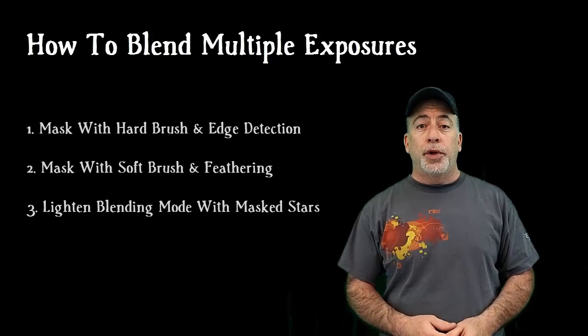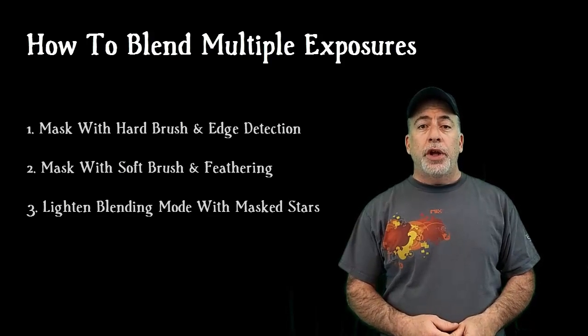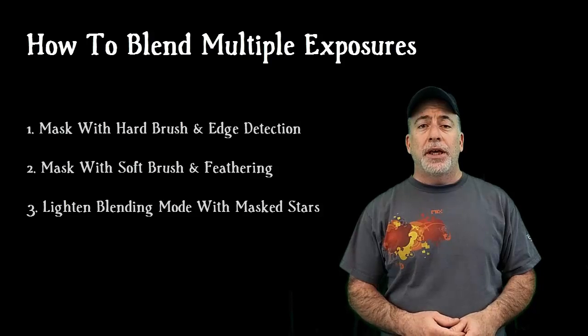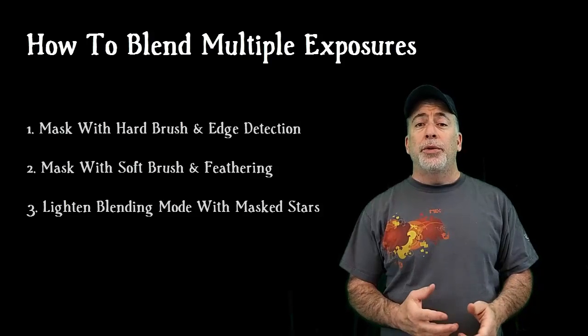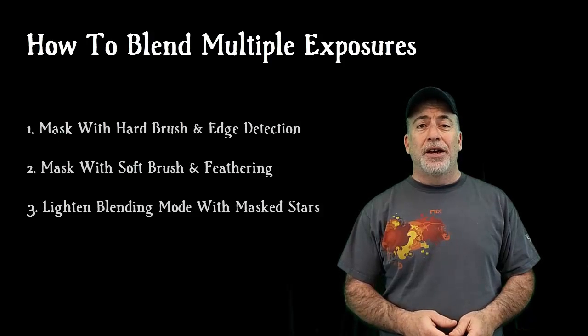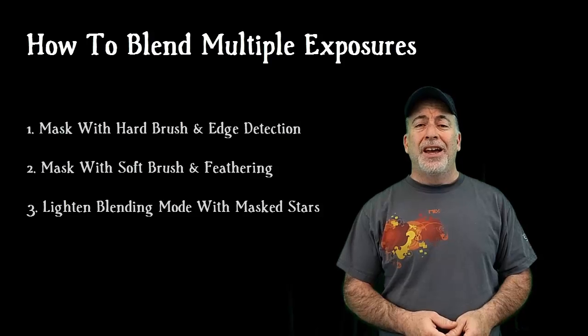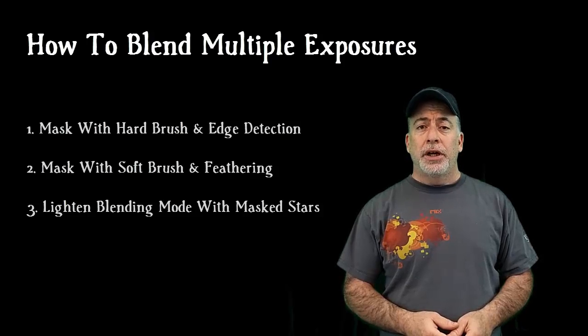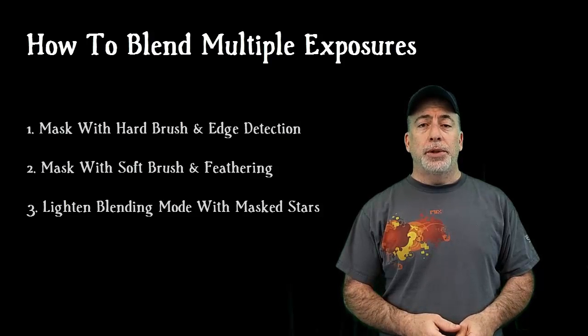How to blend multiple exposures. Well, there are three approaches that I like to show off because they really allow me to do a lot with a little amount of time. The three approaches are, first off, where I use a mask with a hard edge brush, and I also use a little bit of edge detection. The two in combination work very, very well. Second approach is where I use a soft edge brush with feathering, and the third approach is where I set my blending mode to lighten, and then I just mask out some of the stars that get doubled up. So let's take a look at those.